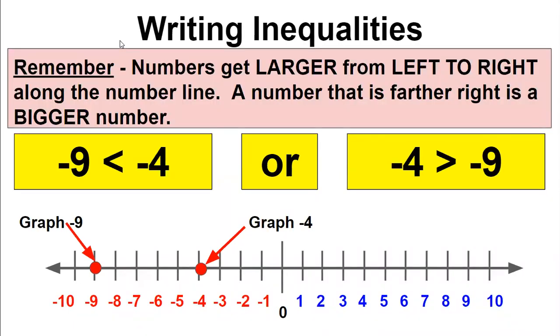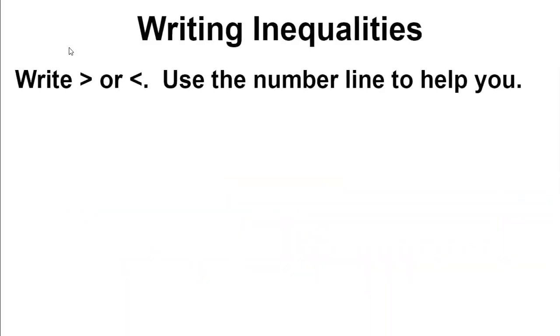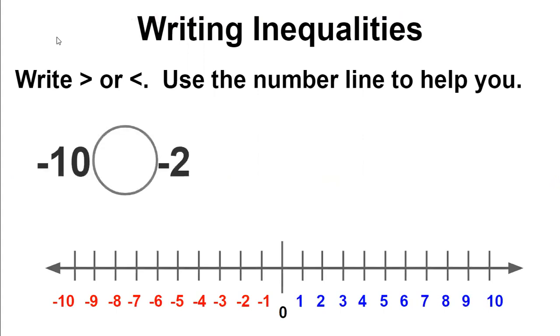Remember, numbers get larger from left to right along the number line. A number that is farther right is a bigger number. So they get bigger the farther right you go. Okay? Keep that in mind. Okay, continue. We're going to write greater than or less than. We're going to use the number line to help us. Here's our number line. So in that circle, we're going to write the greater than sign or the less than sign.